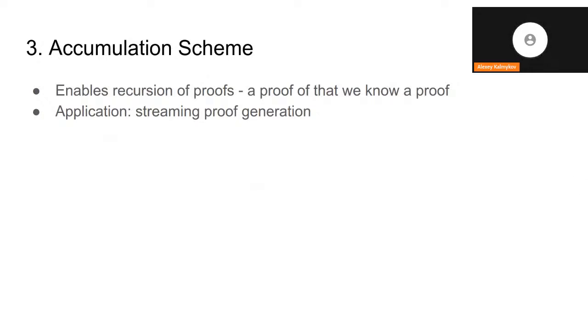And the final step is the so-called accumulation scheme. Again, this is something that makes Halo2 so cool. It enables recursion of proofs, a proof of the fact that we know a proof. It has many important applications, and one of the most obvious is so-called streaming proof generation. And let's quickly take a look at why it is important and how it is used in practice.